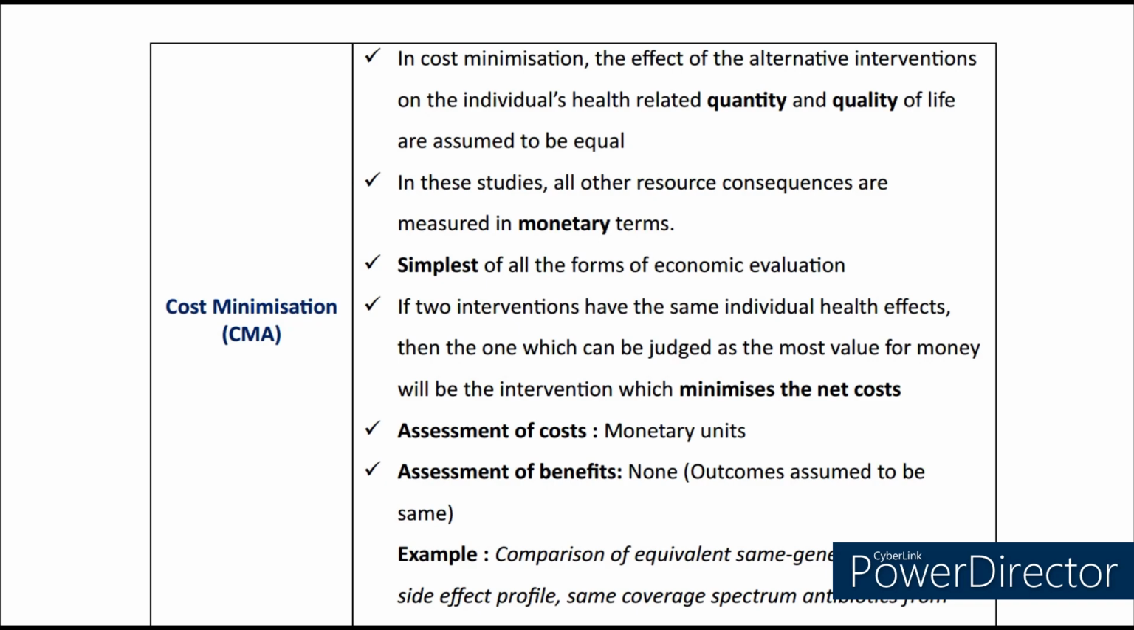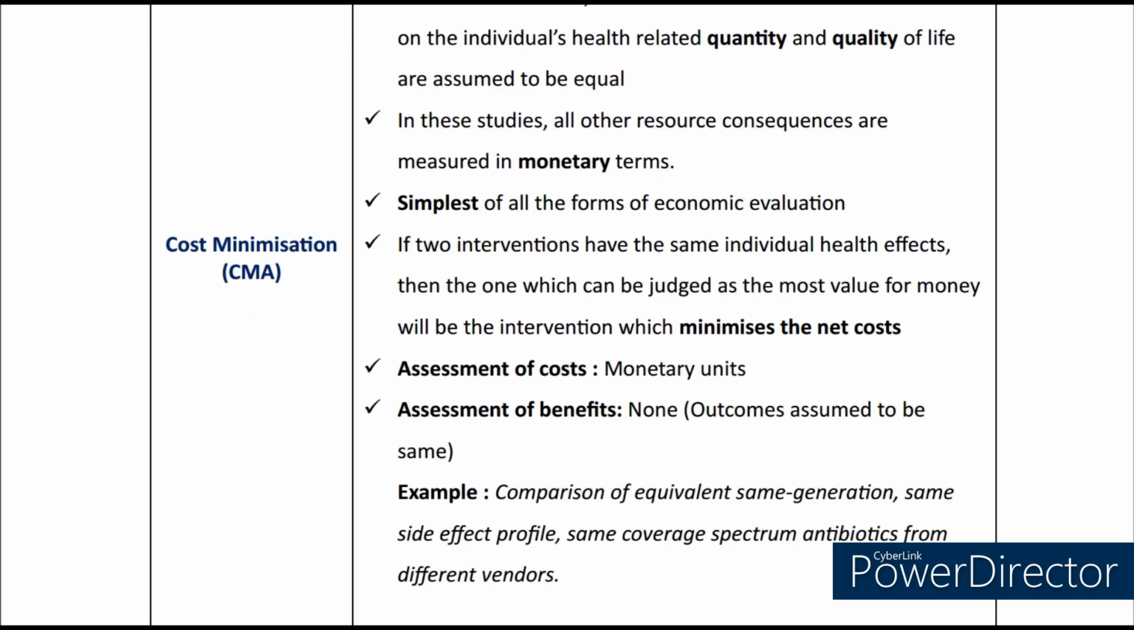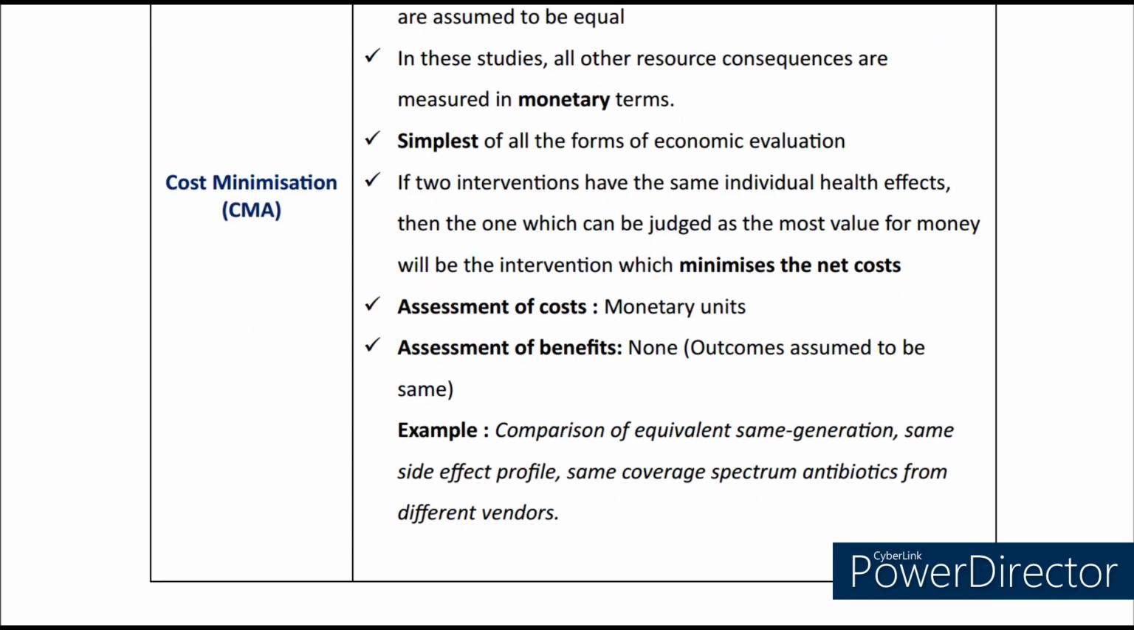So in these studies, all other resource consequences are measured in monetary terms. So if two interventions have the same individual health effect in terms of both quantity and quality of life, then the one which can be judged as the most value for money will be the intervention which minimizes the net cost. So the assessment unit of cost is the monetary unit, and the unit for assessment of benefits is none, because we consider outcomes are assumed to be same in both interventions. A simple example: comparison of equivalent same generation, same side effect profile and same coverage spectrum antibiotics from different vendors.